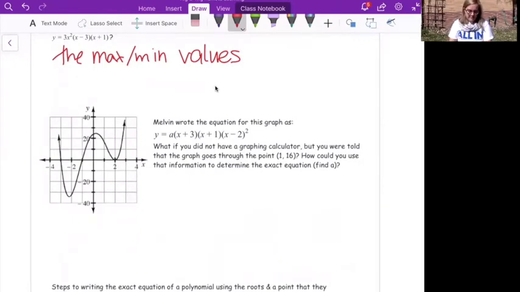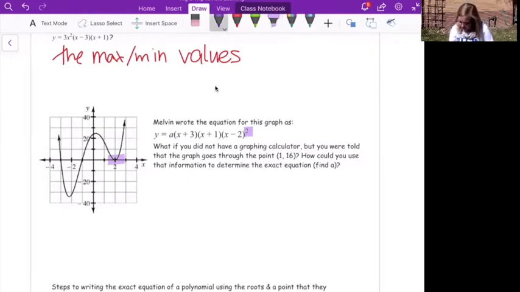Okay, so our next problem is Melvin wrote the equation for this graph as y equals a times x plus 3, x plus 1, and x minus 2 squared. The reason for this squared is because of the bounce at positive 2. What if we did not have a graphing calculator, but you were told that the graph goes through (1, 16)? How could you use this information to find the exact value of a?